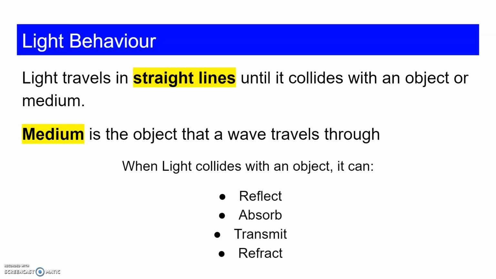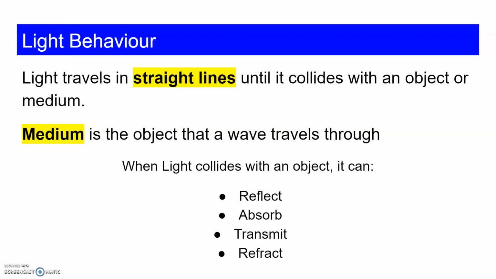So let's talk about light behavior. Light travels in straight lines until it collides with an object or medium, which makes sense, right? All objects travel in straight lines until a force acts upon them. So until something impedes the light's path, it's going to continue traveling straight. And a medium is the object that a wave travels through.